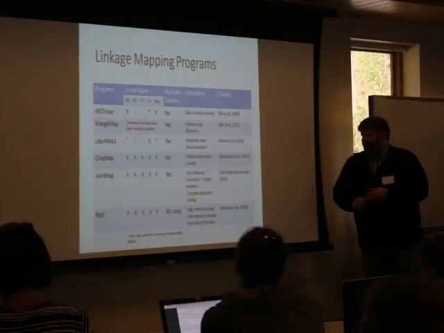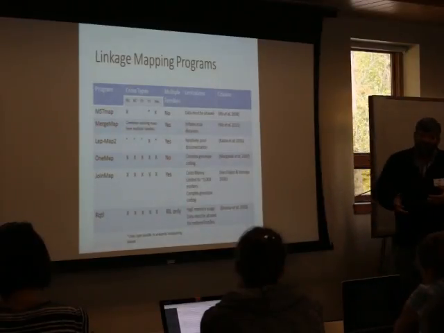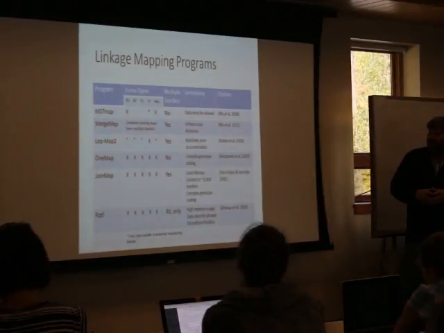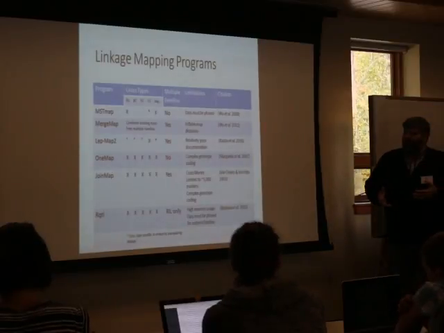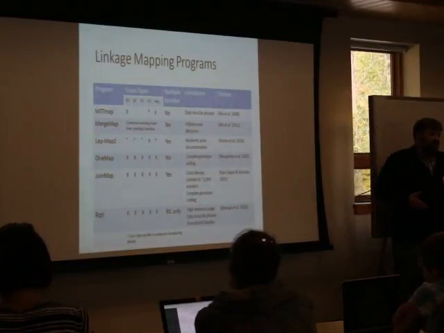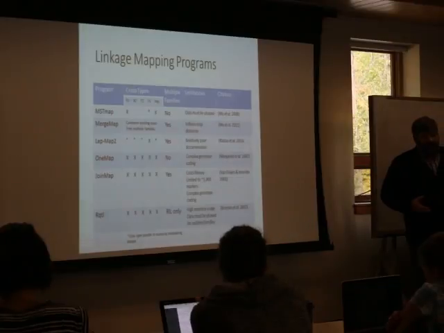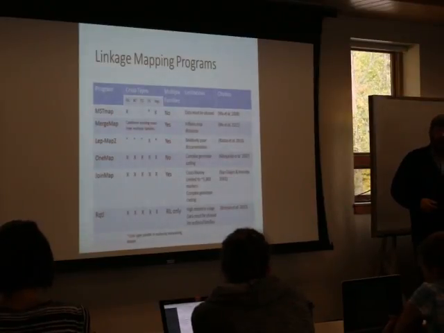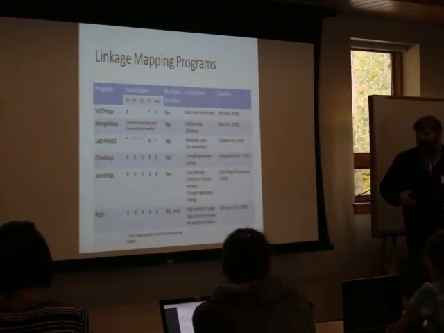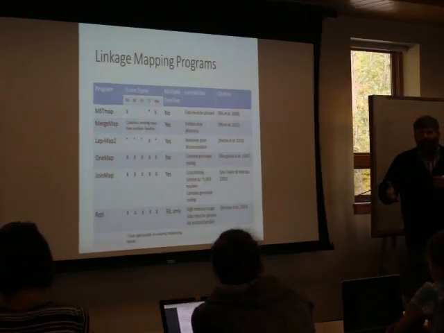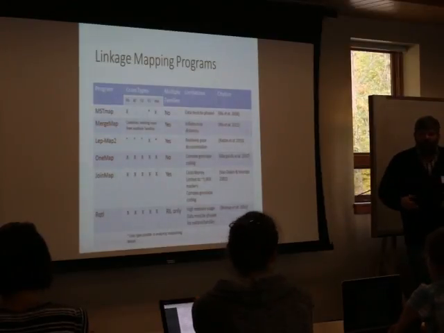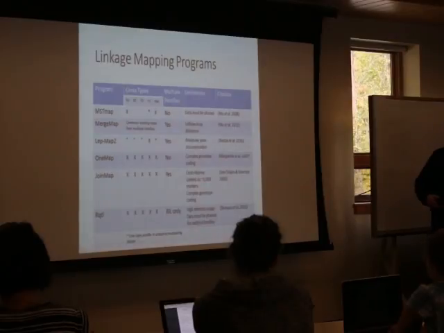R/qtl has high memory usage, and the data has to be phased for outbred families, so it's more complex. The nice thing about LepMap and MSTmap is they both have relatively low memory usage. I can run them on my personal laptop, and it's not an issue. They're both processor limited, so it just takes more time to finish if you're running on a slower computer or one with less capability.